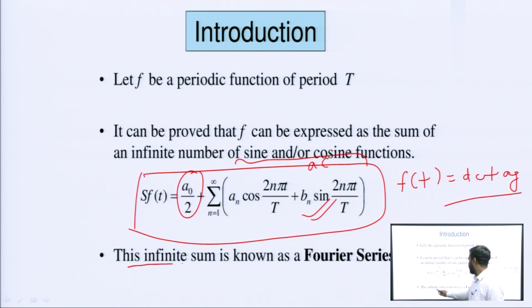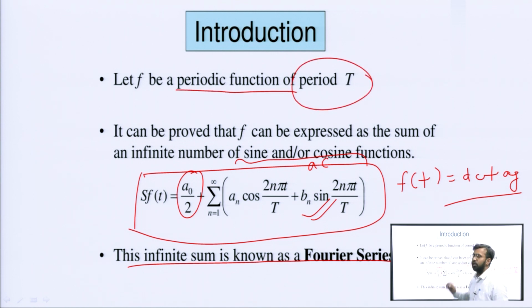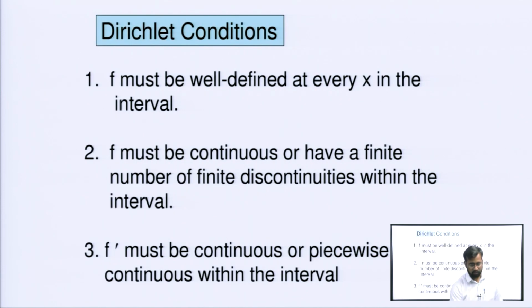So, this infinite sum is known as Fourier series. What is the condition we have to remember? The period should be T; it must be a periodic function. Now, as I told you initially, any signal that you want to represent in the form of a Fourier series must satisfy two to three conditions. What are these conditions? We will discuss them here.